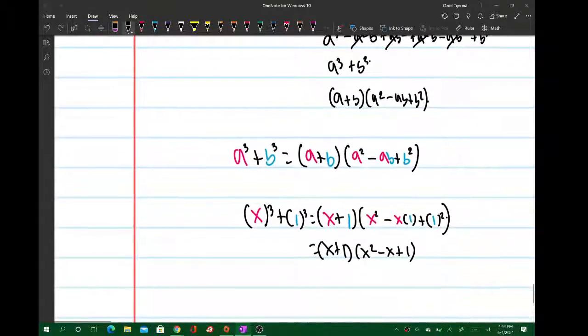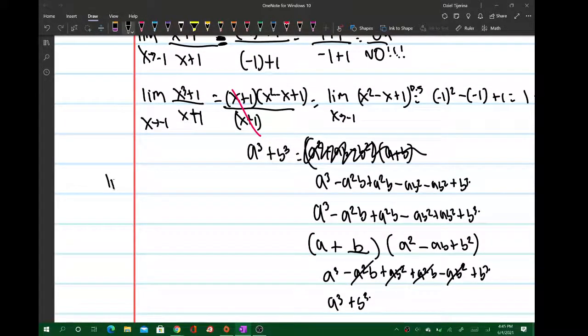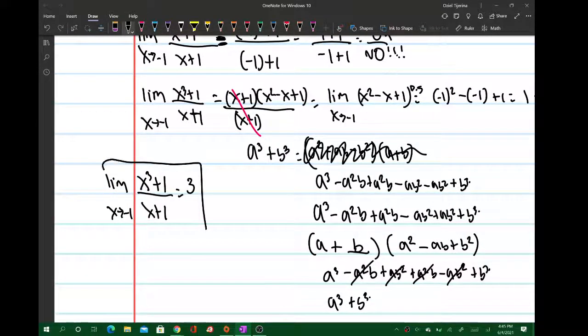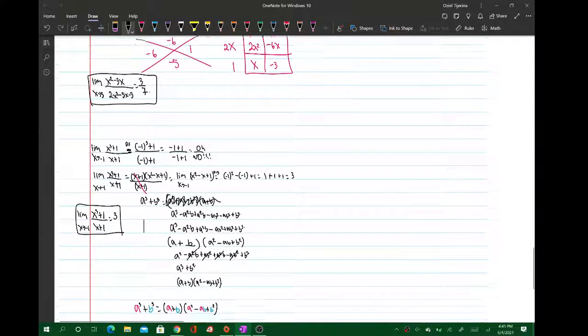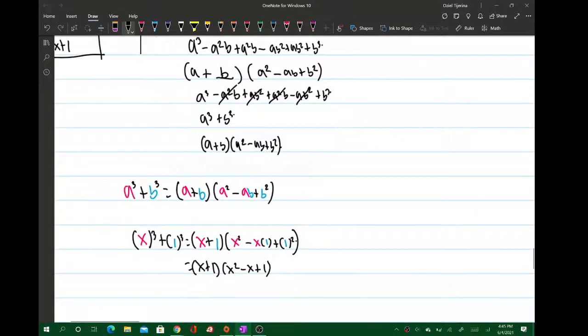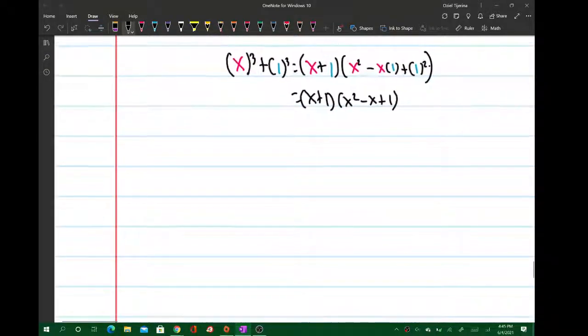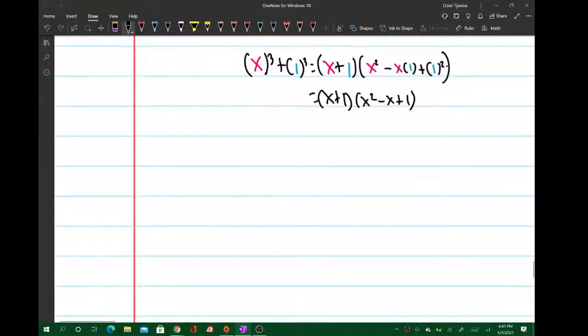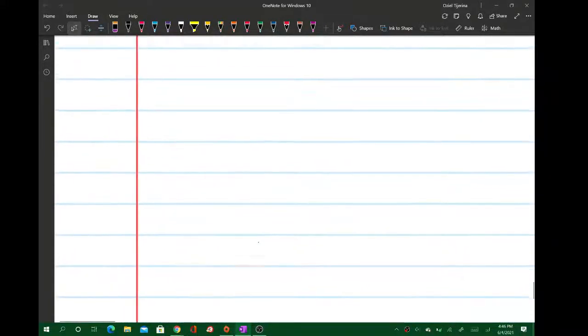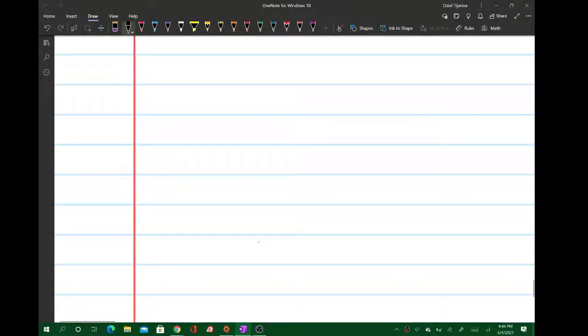So we have the limit as x approaches negative 1 of x cubed plus 1 over x plus 1 equals 3. Okay. I had to play around with this a little bit. I always forget the formula, but luckily I got it. So, okay, now let's move on to square root limits.